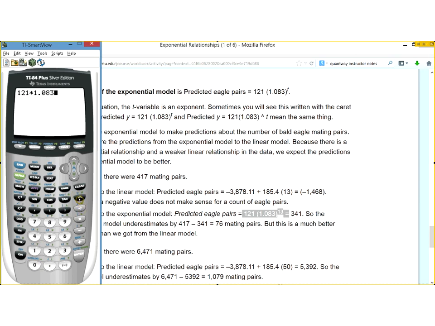And then you use the button just above the divided by key, which is sometimes called a caret. Looks like that. It's directly above your divided by key. That's your power, and then you type 13, and you hit equals, and there you get your 341. Since you have to have mating pairs, you can't have fractional or decimal numbers, so you would round to a whole number here. So that's how you would use your calculator to input data for that.